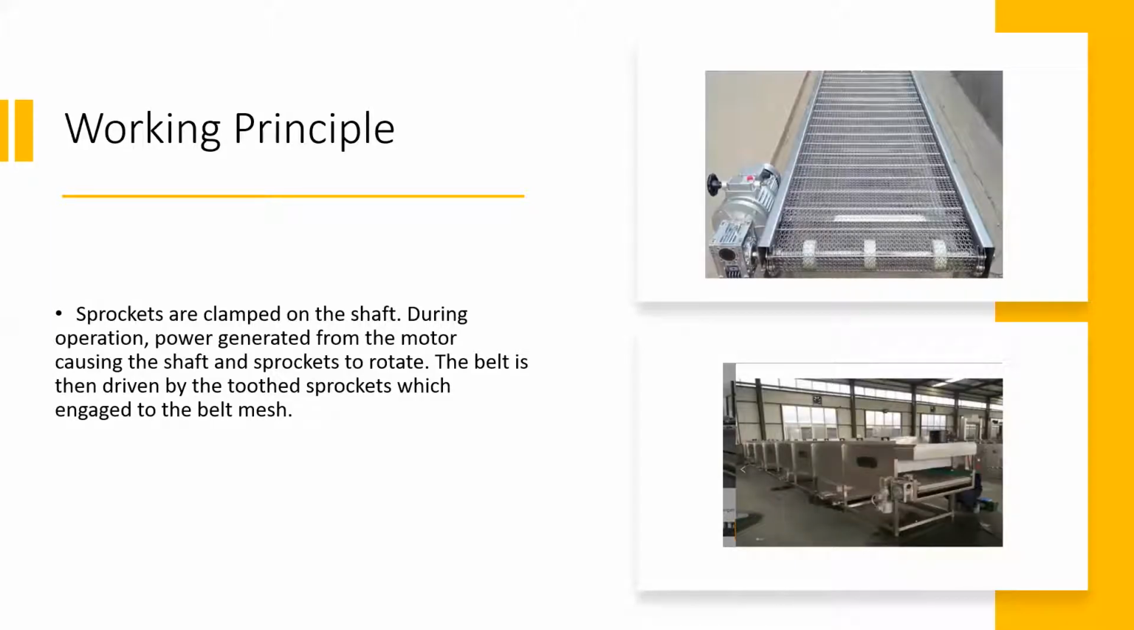So from here, we can see how the belt conveyor system looks like and how the overload of the tunnel pressurizer. The tunnel pressurizer consists of a heating chamber and the belt conveyor system. For the working principle of belt conveyor system, the sprockets are clamped on the shaft. So during the operation, power generated by the motor causing the shaft and sprockets to rotate. The belt is then driven by the two sprockets which engage to the belt mesh.